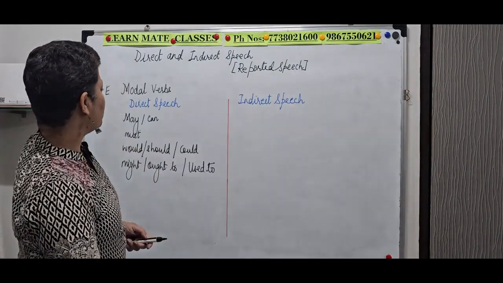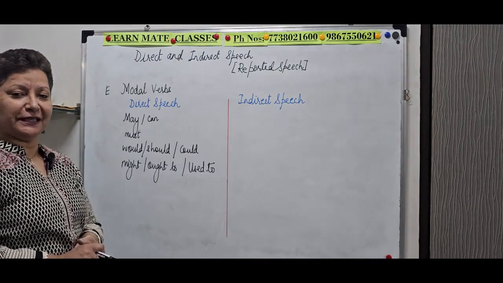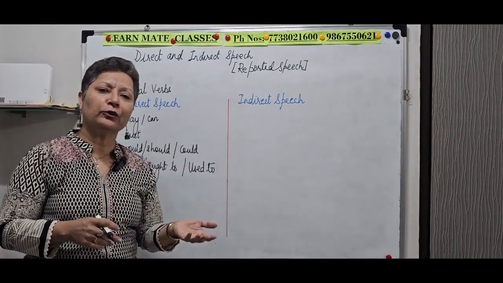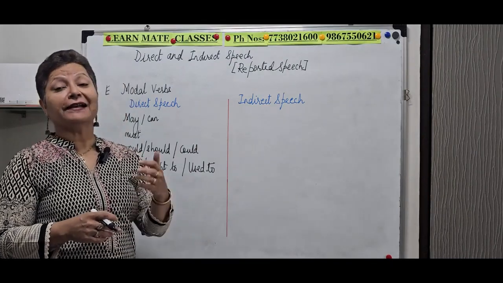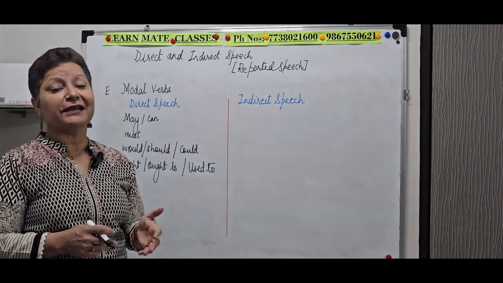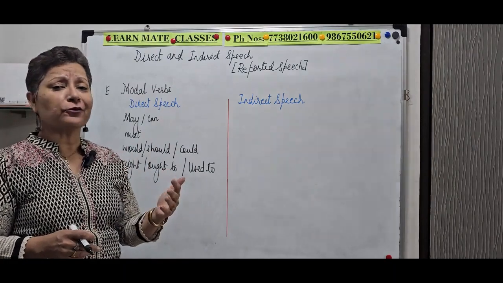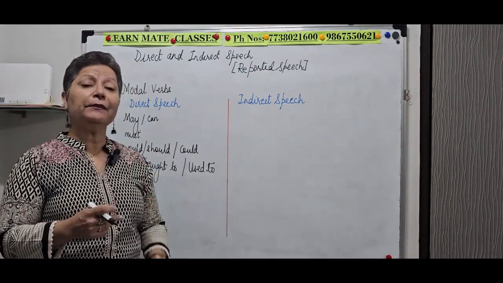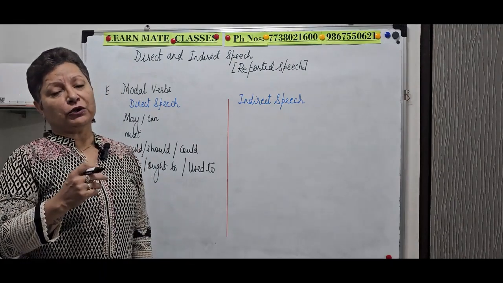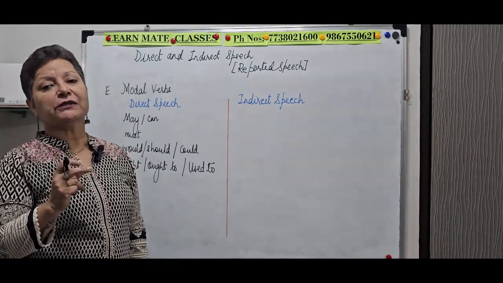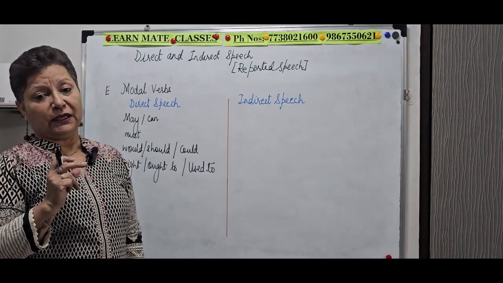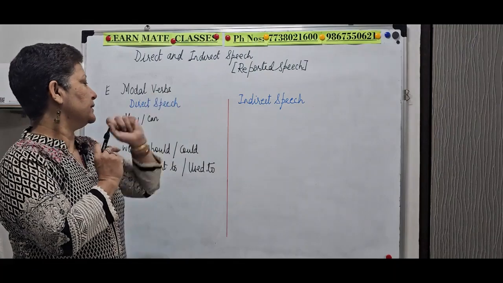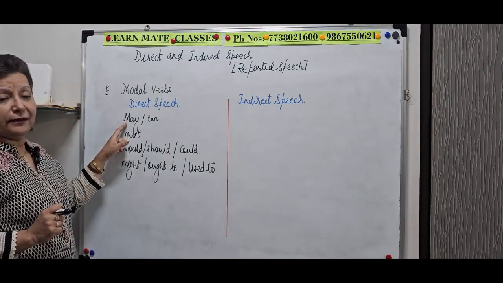So rule E talks about how modal verbs change. Modal verbs basically express the mood of the sentence. I can do this. I need to do this. I dare not do this. I must do this. I could do this. I might do this. They all express different moods of a particular verb. And so we are going to be talking about some modal verbs which change according to the transformation from direct to indirect speech.